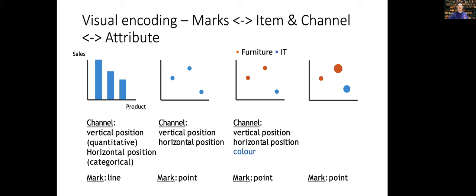Channels are used to represent attributes, right? Marks show you the items. You can see how many items there are, and that's all it does. If you look only at the marks, you can only see that there are three products shown in the visualization, but you don't know their sales values, the product name, or the type of product. These are shown using, say, the colors or the positions. These are the channels. That's why we need channels to show these attributes.